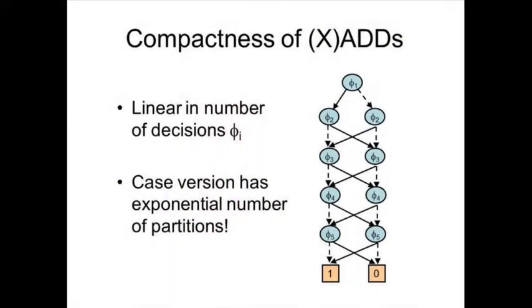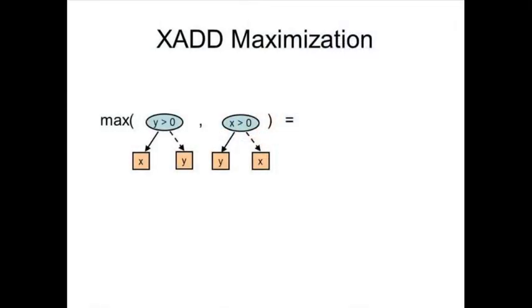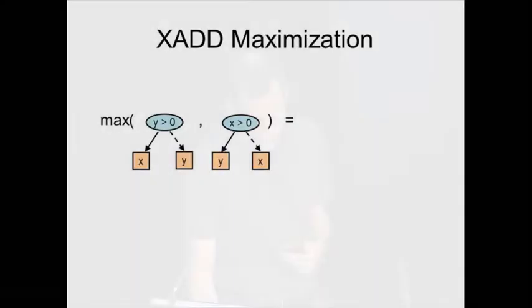Just to think about the compactness, from the BDD you might recognize this as the XOR function. I just want to point out that whatever this function is, it has a linear number of nodes as an XADD. But if you expanded this into a case statement, it would have an exponential number of case partitions, because every path in this exponential number of paths is one case partition. So clearly, this can be exponentially more compact than the case statement. And just like the BDD and the ADD, the operations exploit the structure.